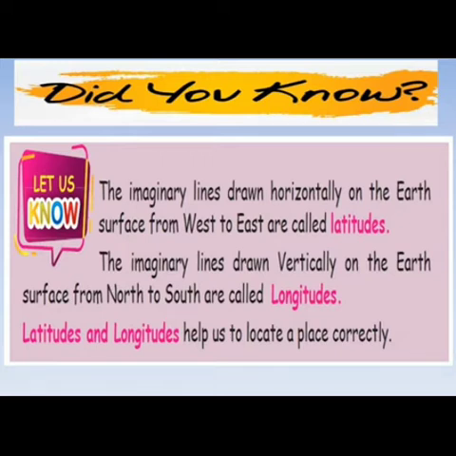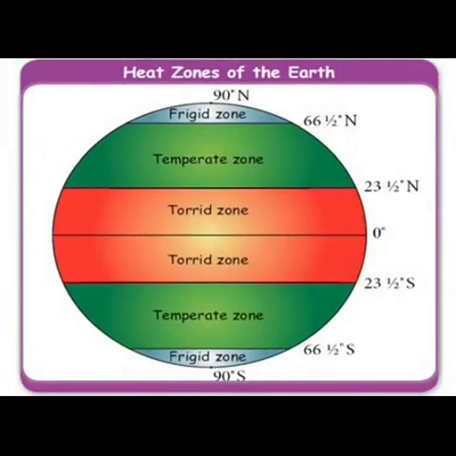Now we will see what the heat zones of the Earth are. They are frigid zone, temperate zone, torrid zone. Frigid, F-R-I-G-I-D, frigid.